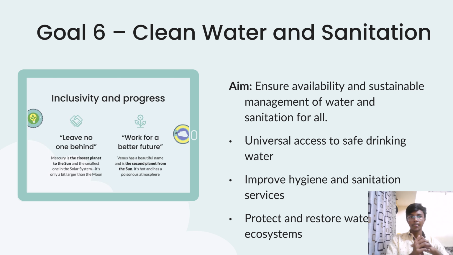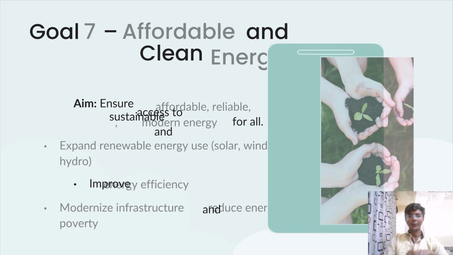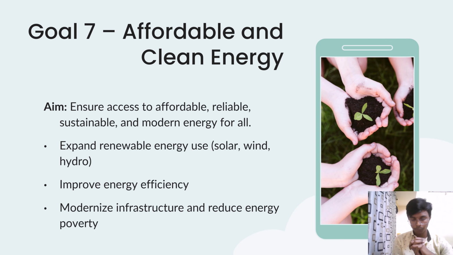And next one is goal 7, affordable and clean energy. Affordable and clean energy covers renewable energy sources, non-renewable energy sources, infrastructure, and reducing energy poverty. This aim is goal 7: ensure access to affordable, reliable, sustainable and modern energy for all. Expand renewable energy use like solar, wind, hydropower, and one more. You'll come to know all these things.